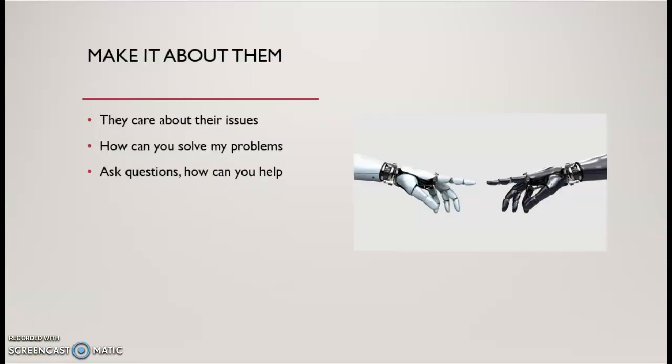You always want to make sure to make it about them. Ultimately, people care about their issues, not yours. They want to know how you can solve their problems. It's easy to discuss this by asking questions on how you can help them. This opens a new communication route that makes it easier to communicate by seeming trusting.